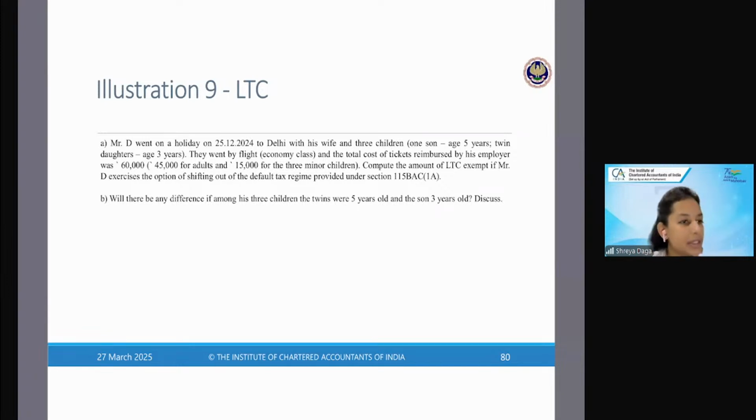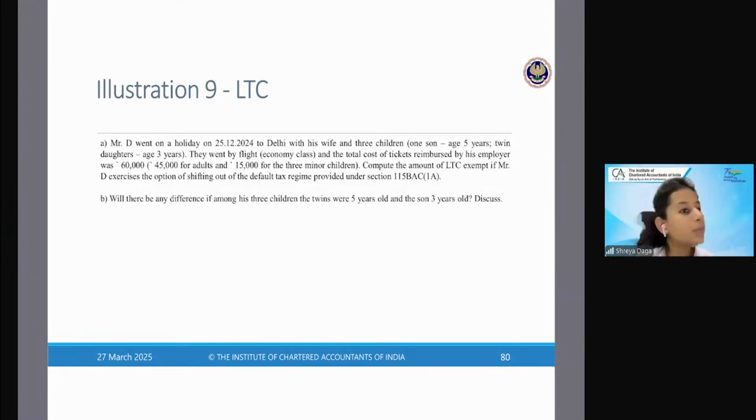Is LTC for personal use? Yes, you are going on holiday with your family. If you are going on an official trip, then it is not a perquisite to be taxed in your hands. But if you are going on an official trip and the company has allowed you to take one attendant or one family member with you, suppose you are a working mother, like I told you in the last class, and your company says you have to go on official duty, but we understand that you have a small child, so you take the child and also one family member to take care of the child. So the cost of your traveling is not a perquisite because you are going on official duty. But the cost of your family member going along, which the company is paying, that is a perquisite.